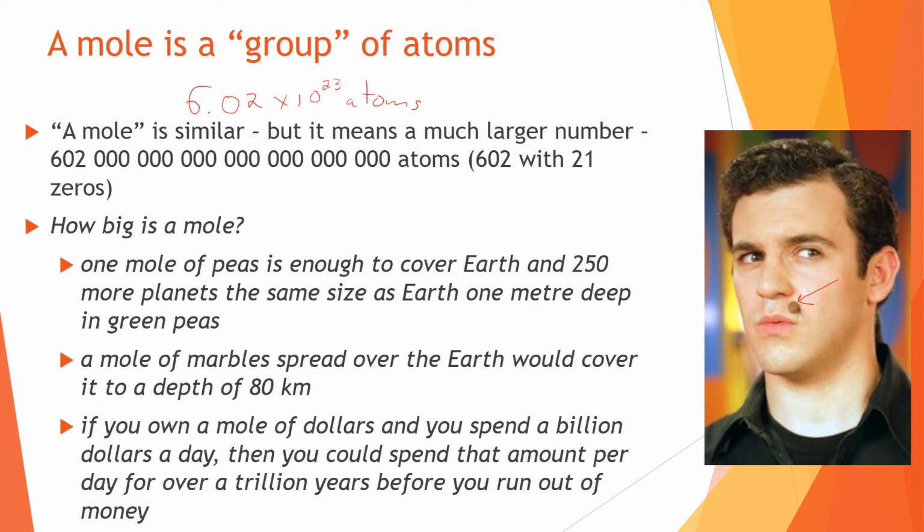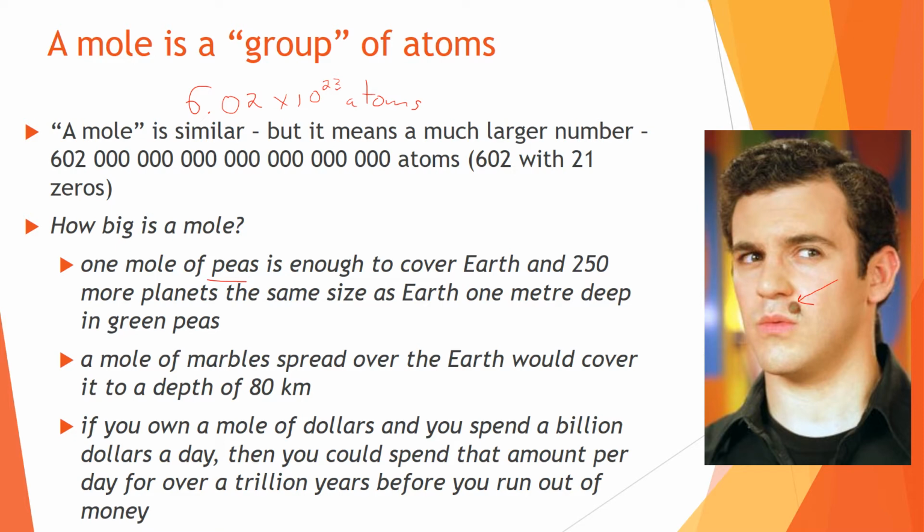Okay, so a mole of atoms is 6.02 times 10 to the 23rd atoms. Like I said, a mole of peas is 6.02 times 10 to the 23rd peas. Now, how big is a mole of peas? Well, it would cover the Earth and 250 more planets the same size as the Earth, 1 meter deep. That's how big a mole is. It's a huge number. A mole of marbles, 6.02 times 10 to the 23rd marbles, would cover the Earth to a depth of 80 kilometers. That would go out to space and more, right?